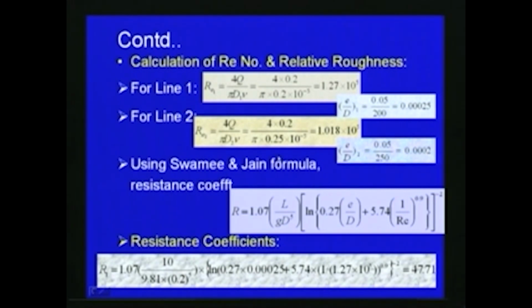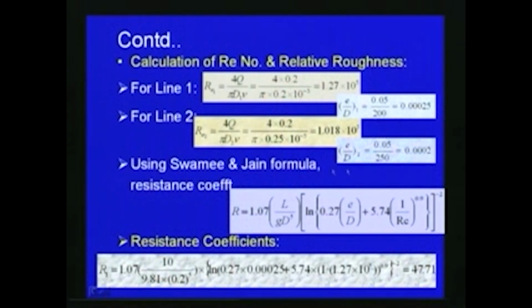So, now to solve this problem different equations, different formulas are available in the literature. Here we will use the Samy and Jain formula which we discussed earlier. We can use other equations also to solve this problem, but here we adopt the Samy and Jain formula. With respect to the Samy and Jain formula, we can write the resistance coefficient as R is equal to, as we discussed earlier. We have seen various equations with respect to friction factor, HL, head loss and Q. We have seen the equation.